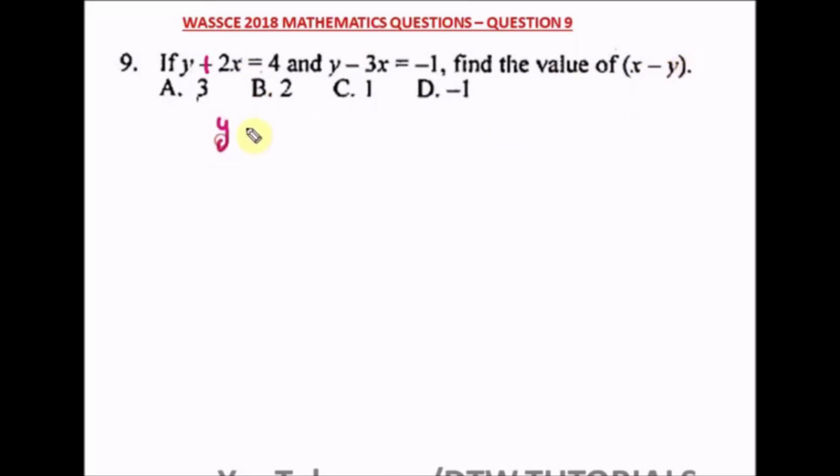Okay, so let's write our equation here. We have y plus 2x equal to 4. That's equation 1. And we have y minus 3x equal to minus 1. That is equation 2. Okay?